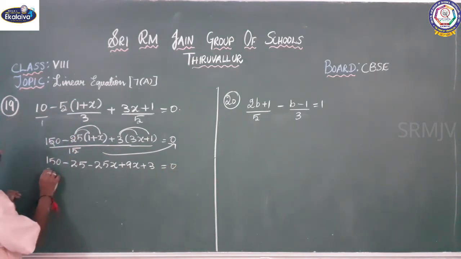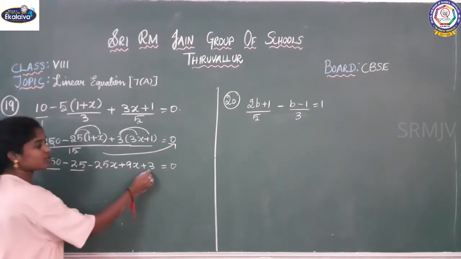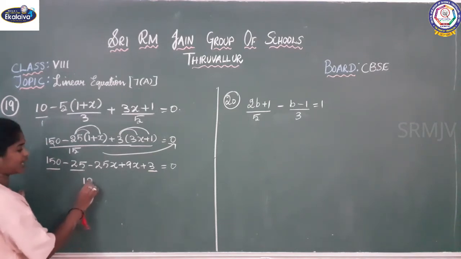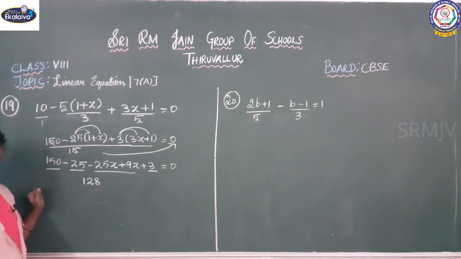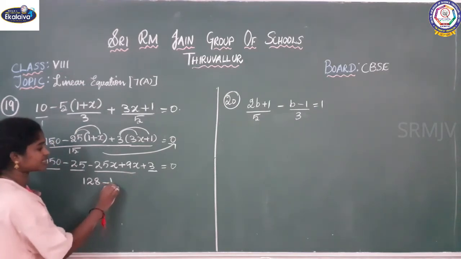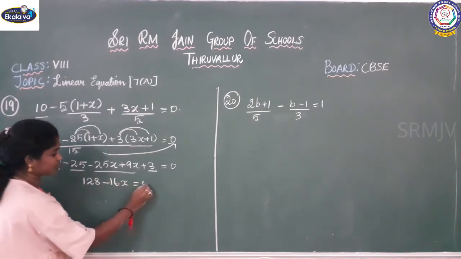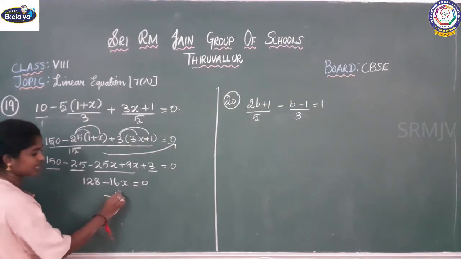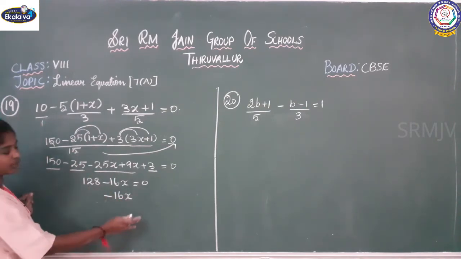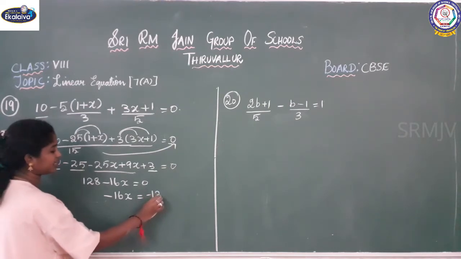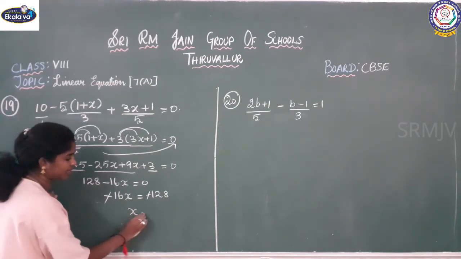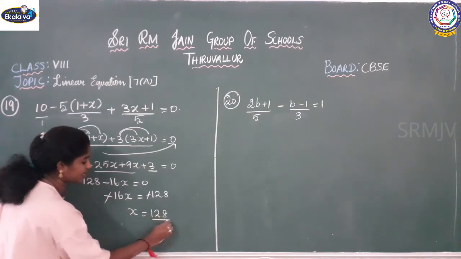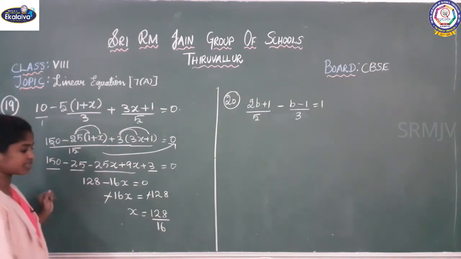Now you see, take all the numbers. 150 minus 25 you will get 125. 125 plus 3, 128. Okay, now minus 25x plus 9x we will get minus 16x is equal to 0. Now minus 16x I am keeping as it is. This plus 128 becomes minus 128. Okay, I can cancel minus and minus, and I will get x is equal to 128 by 16. Yes. When I cancel this, what I will get?